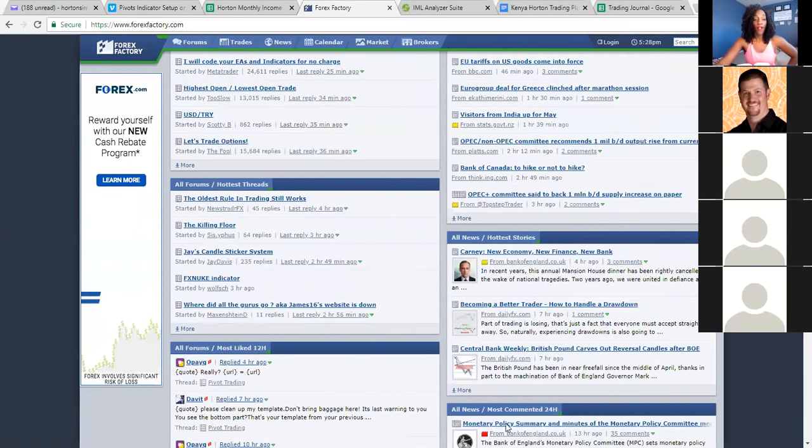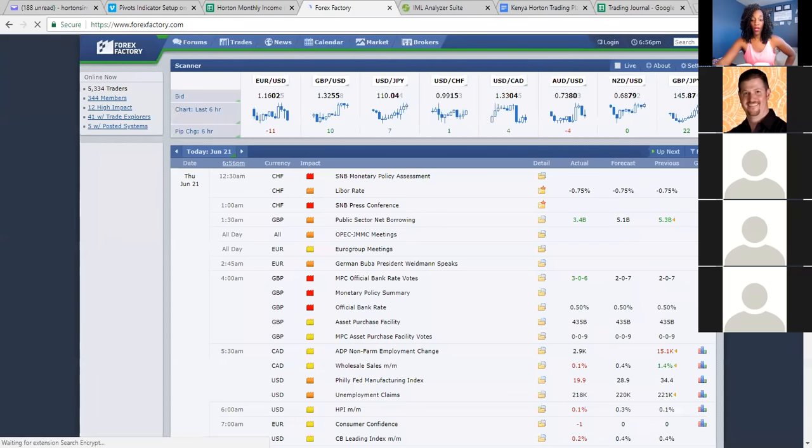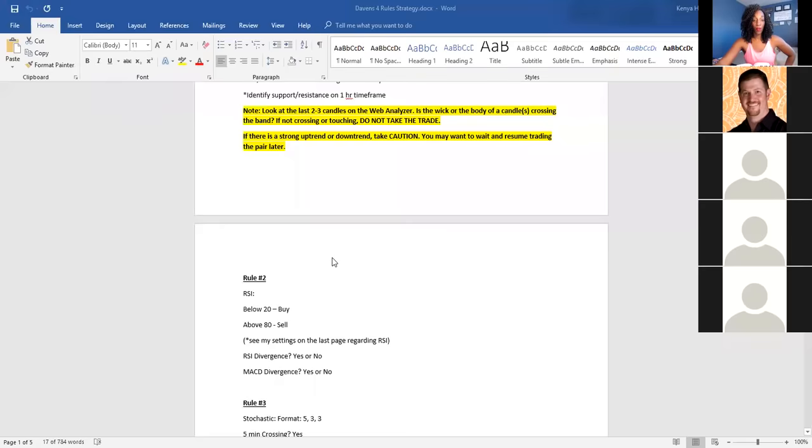All right, so we check Forex Factory and we are clear of red folders. We have no red folders at all. So using Daven's 4 rules, the next thing we want to do is make sure that we have our rules in front of us. And the first rule that we are going to go over is your Bollinger Band.